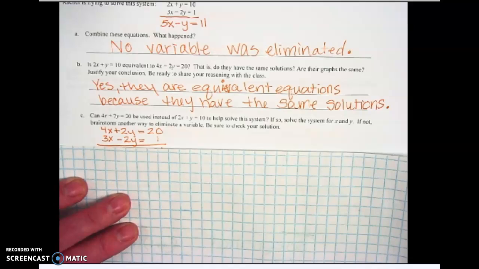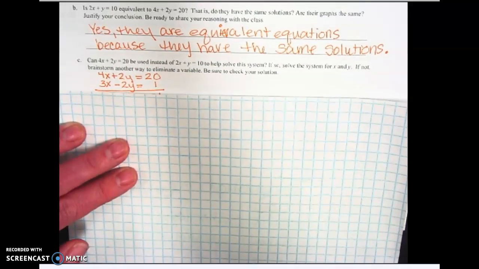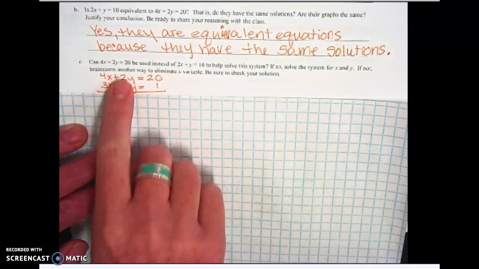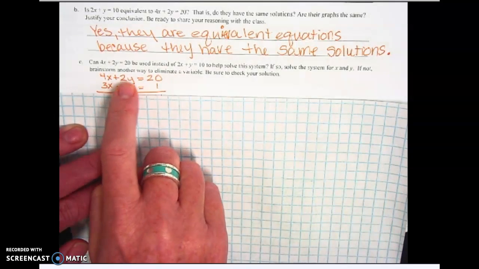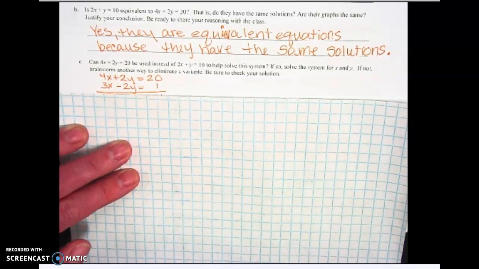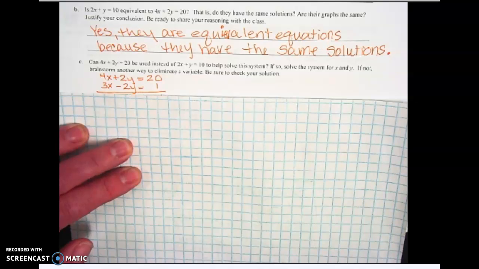And now we're going to be able to eliminate which variable, x or y? Y. The y's have opposite coefficients. We have positive 2y and we have negative 2y. So that term's the one that's going to eliminate. And let's combine what's left. What is 4x plus 3x? It's our 7x. And what is 20 plus 1?